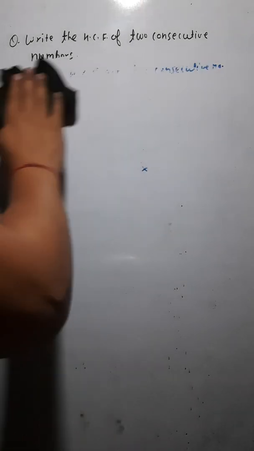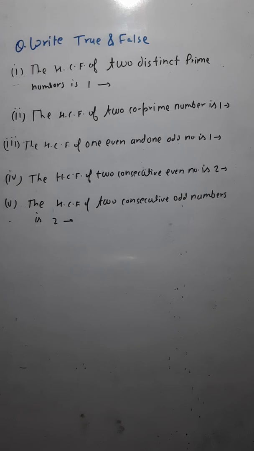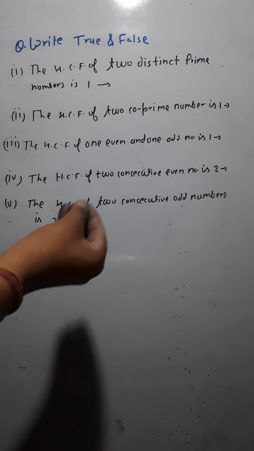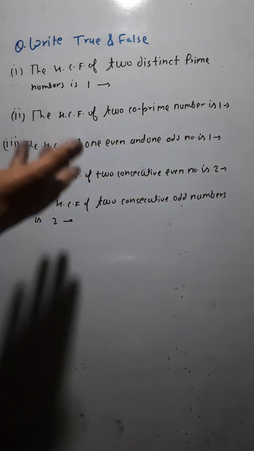Now let's move towards the next question, where you have to find the true and false statements. You have to tell whether the given statements are true or false. The first one is: the HCF of two distinct prime numbers is 1. Means you take any two prime numbers, so their HCF is 1.